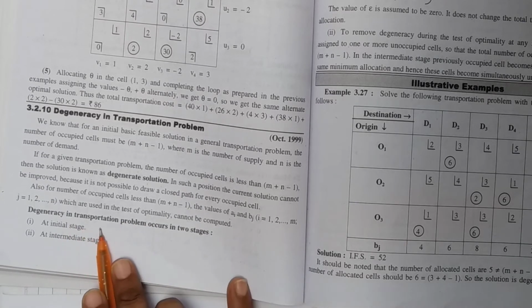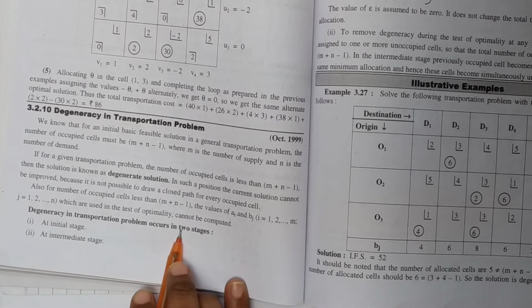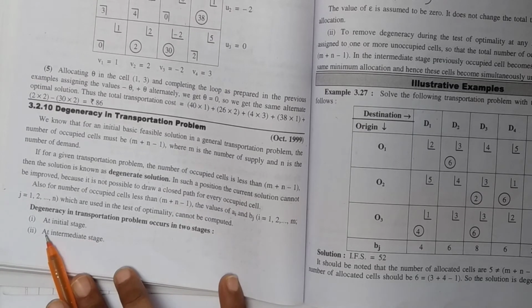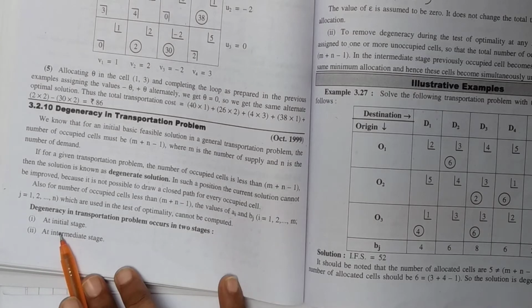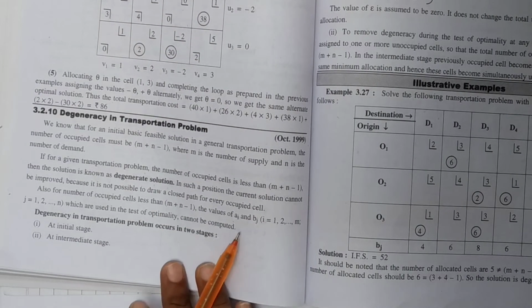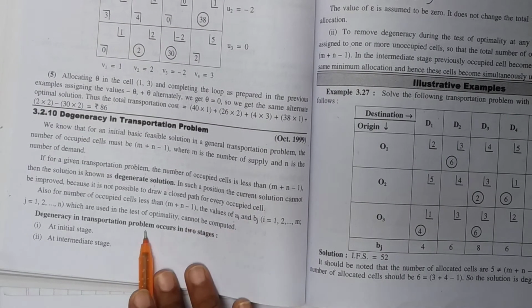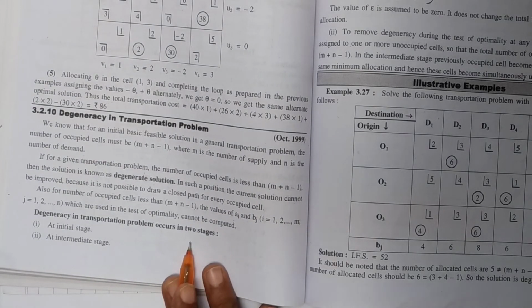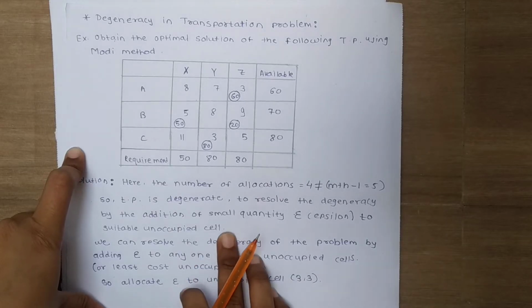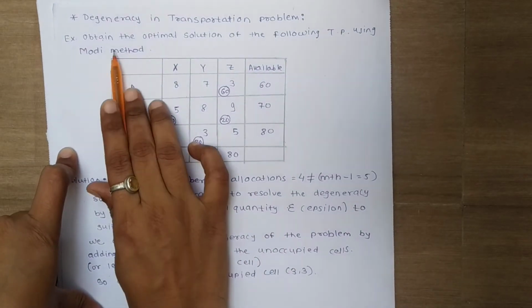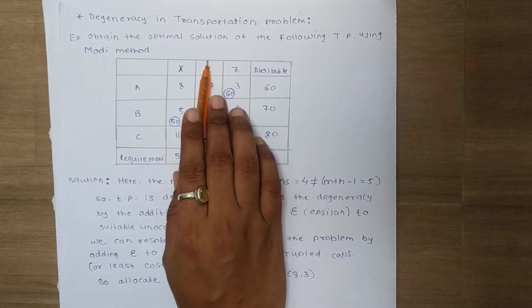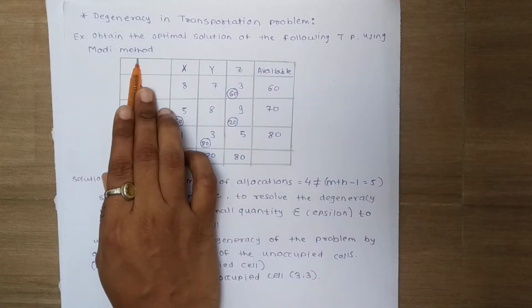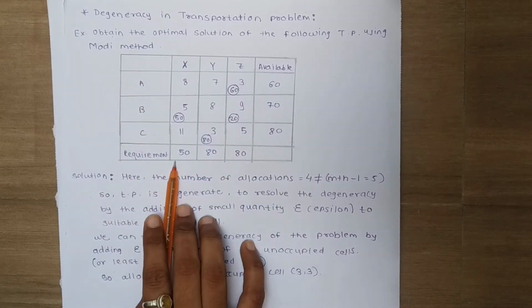So, degeneracy in a transportation problem occurs in two stages. First, at the initial stage, and second, at the intermediate stage. How to resolve the degeneracy in a transportation problem? For this, we see the example. So, this is the example. Obtain the optimal solution of the following transportation problem using MODI method. This is the transportation problem.